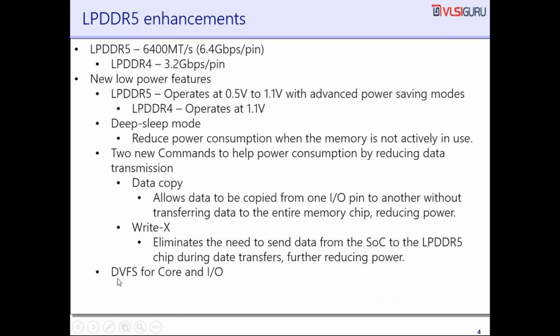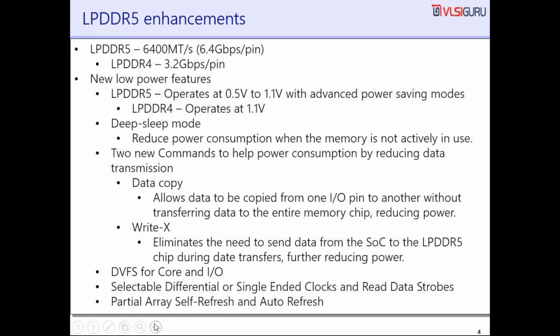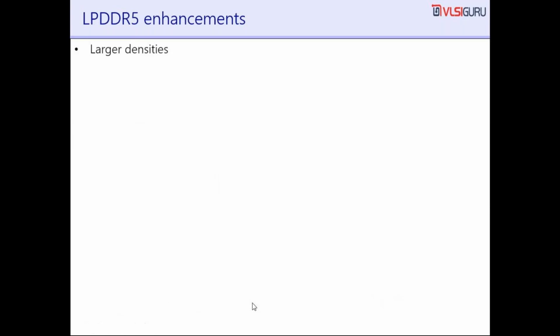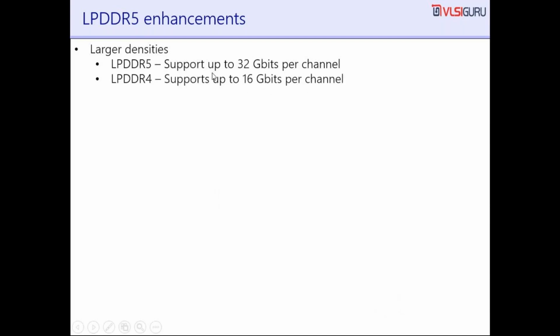Then it has dynamic voltage frequency scaling for core and IO. It also has selectable differential or single-ended clocks and read data strobes. And partial array self-refresh and auto refresh are there. Other than that, LPDDR5 comes with larger densities. That is, LPDDR5 supports up to 32 gigabits per channel, so that much density it can have, whereas LPDDR4 only supports up to 16 gigabits per channel.